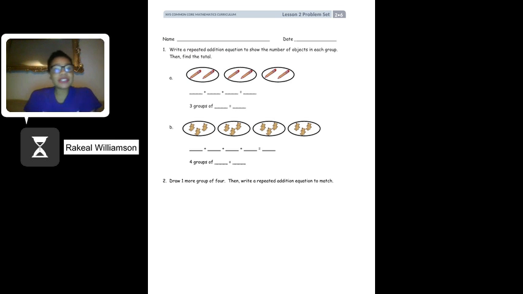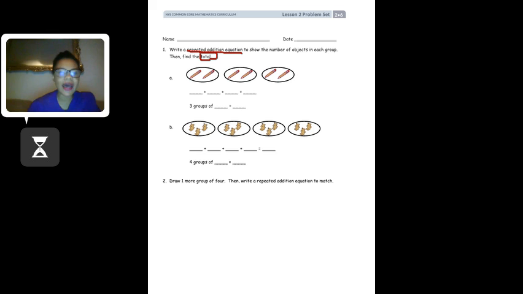Okay, now that we did letter A, now it's time to move on to letter B. It's the same thing as we did in A, except this time we're working with 4 groups and we're also working with teddy bears. So now we have to figure out how we are going to make a repeated addition equation to represent our teddy bears. And we also know that we have to find the total. Again, same thing as in part A. So this one should be a little bit easier, but let's do it together, okay?